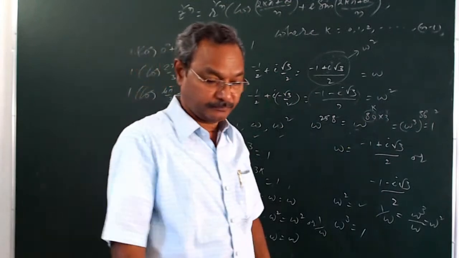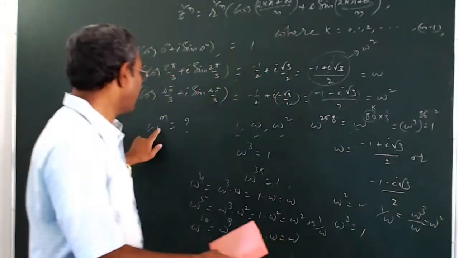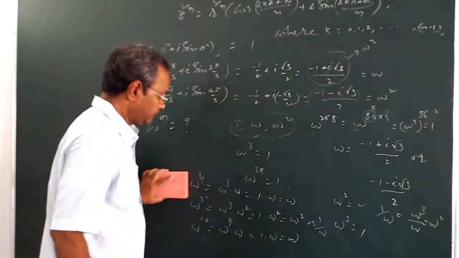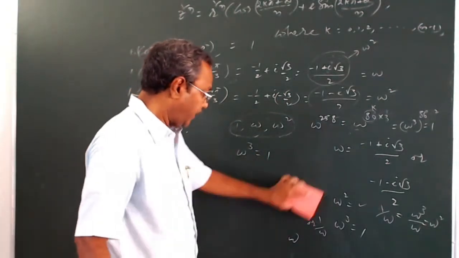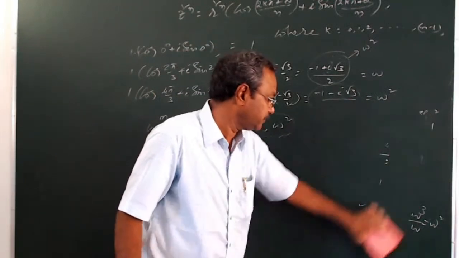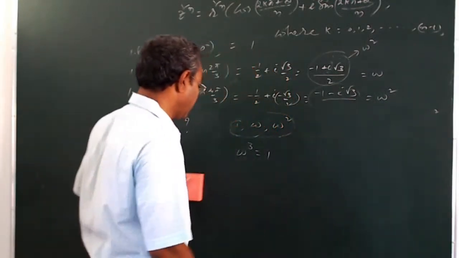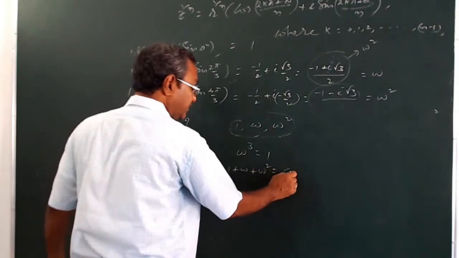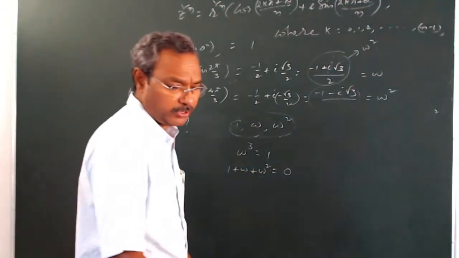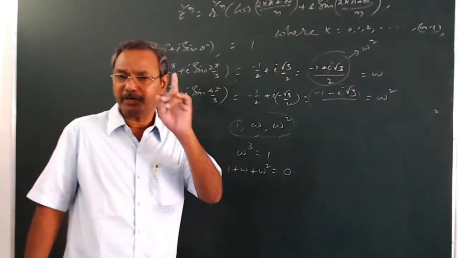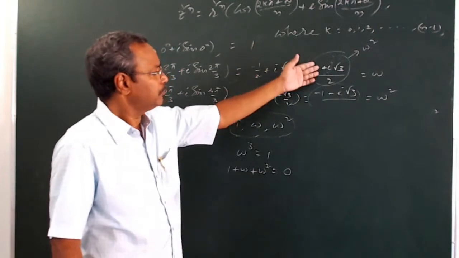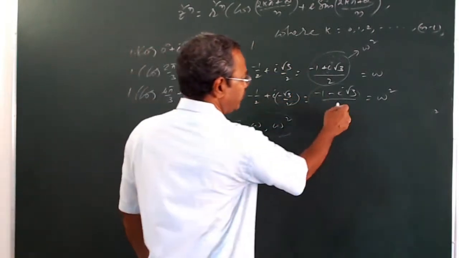So, omega to the power of n can be just one of these three numbers. And one more important property for the cube roots of unity is that 1 plus omega plus omega square is equal to 0. The sum of all the cube roots of unity should be equal to 0. Why? You have the three numbers here. You can just add them and see whether it is 0 or not.